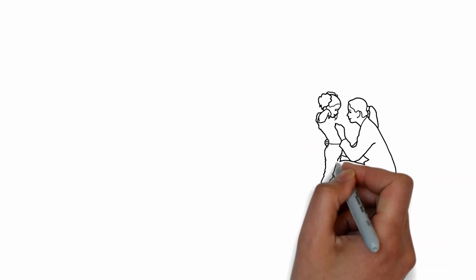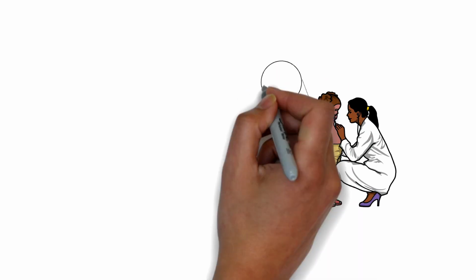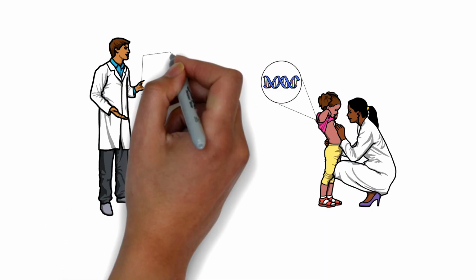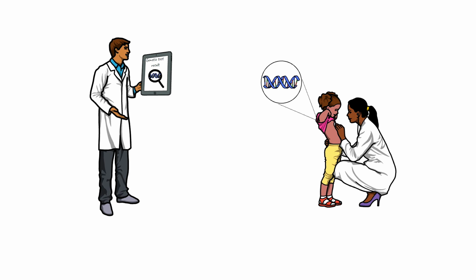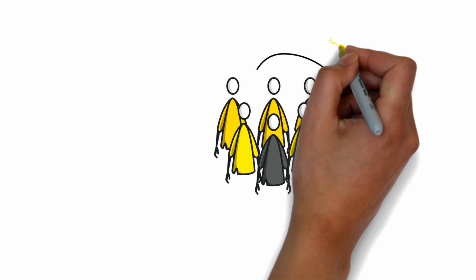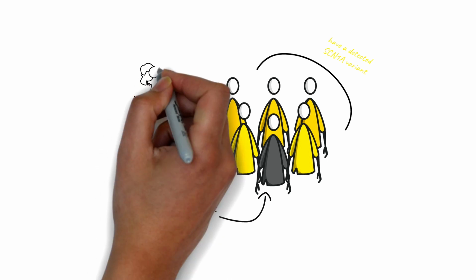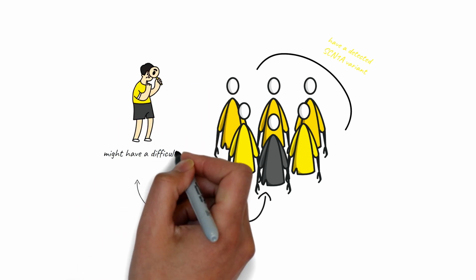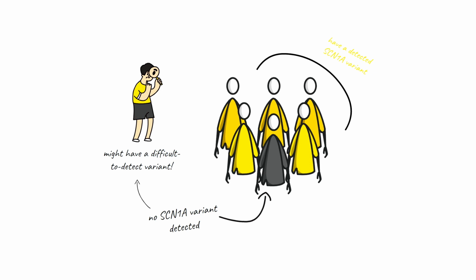If an SCN1A-related disorder is suspected, it is important to perform comprehensive genetic testing to confirm the diagnosis. However, not all individuals with a typical Dravet syndrome or a GEFS Plus presentation might test positive for an SCN1A variant. This is likely due to certain types of variants that are difficult to detect using current genetic testing techniques.